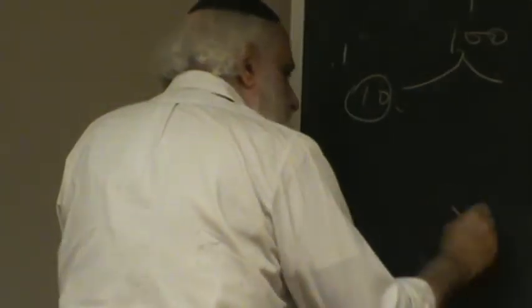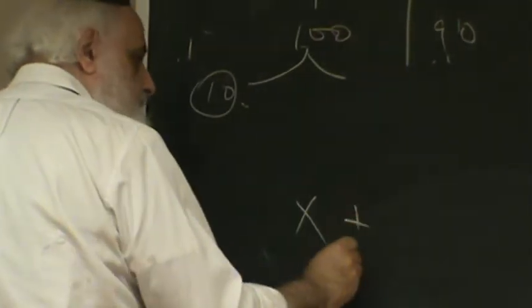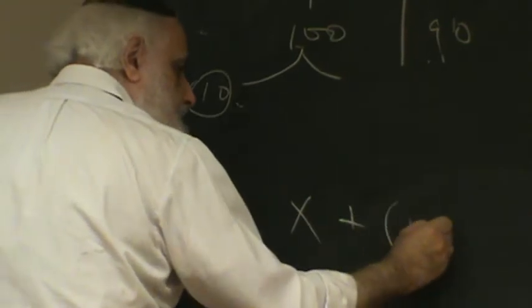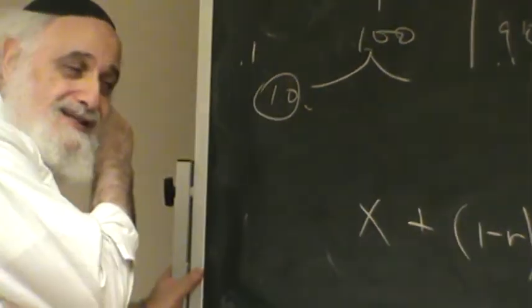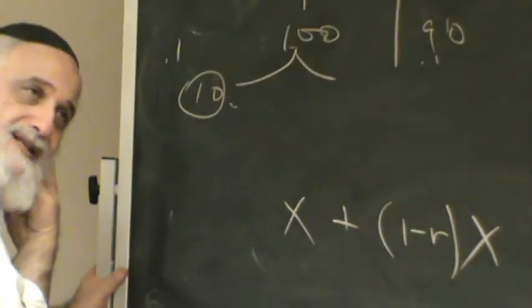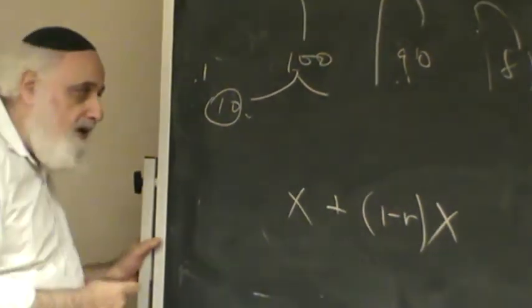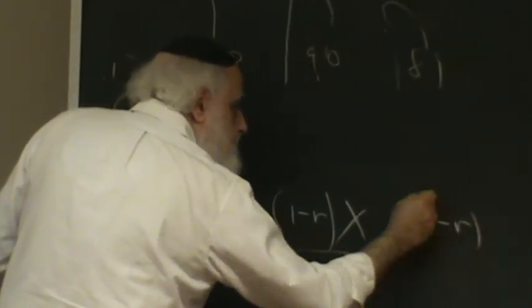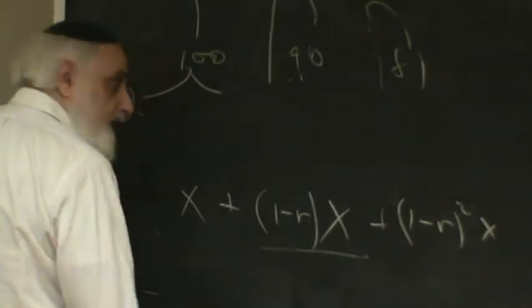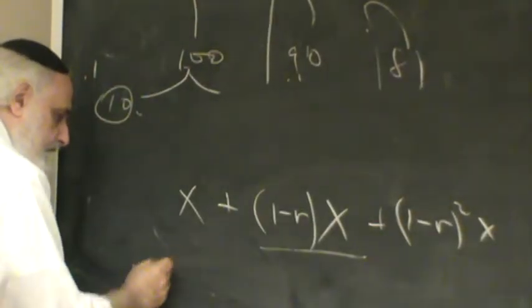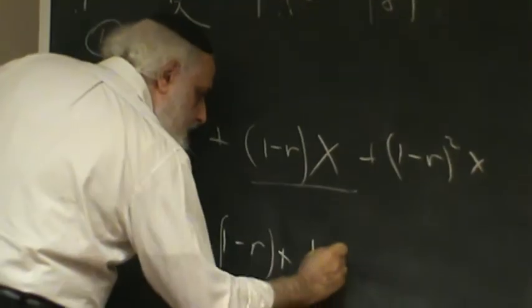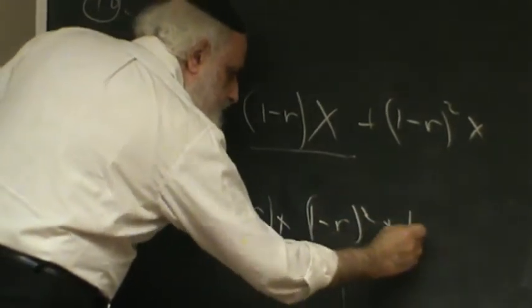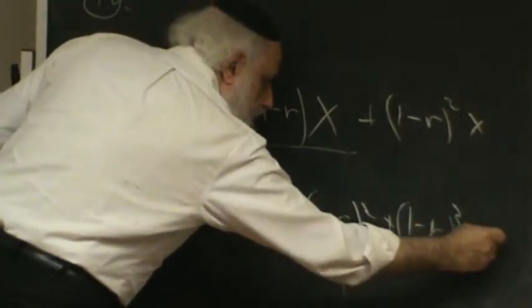X is the money that I put in the bank at first, right? Now 90 is (1 minus R) times X, because it's 100% minus the 10%, which is 90% times 100, which is (1 minus R) times X. And the 81 is (1 minus R) times this, so it's (1 minus R) squared times X. And then it keeps on going. Now if we factor out an X: X times [1 plus (1 minus R) plus (1 minus R) squared plus (1 minus R) cubed, and so on].